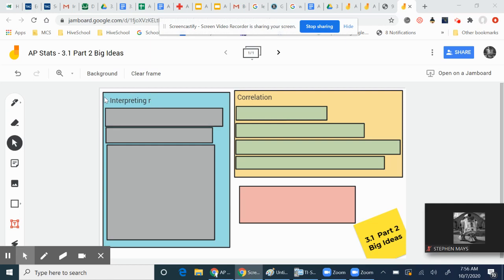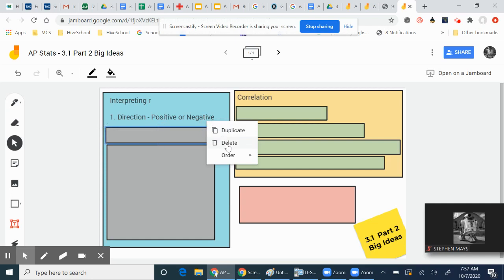When we are asked to interpret r, that's very similar to describing the relationship between the two variables if we're looking at a scatter plot. The first thing that we need to describe when we are interpreting r is the direction. Is it a positive or negative relationship? That is based on the value of r. If you have a negative r, a negative correlation, then it's negative. If you have a positive r, a positive correlation, then it's positive.